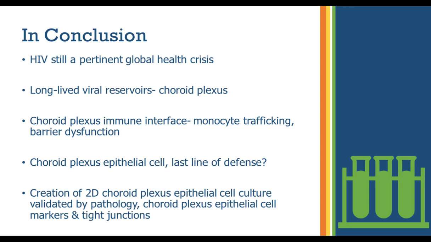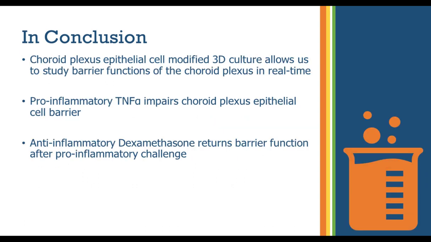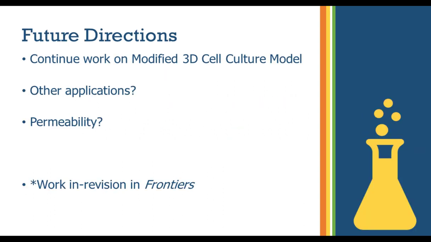Again, choroid plexus epithelial cells are the last line of defense, especially in HIV infections. So we were curious about creating an epithelial cell barrier, and we created a 2D choroid plexus epithelial cell culture. We validated that by the pathology, the choroid plexus epithelial cell markers, and tight junctions. Also, the modified 3D culture allows us to study the barrier functions of the choroid plexus in real time. We were able to see that the pro-inflammatory TNF-alpha impairs the choroid plexus epithelial cell barrier, potentially explaining why we have increases in infected cells into the central nervous system. Also, the anti-inflammatory dexamethasone returns barrier function after pro-inflammatory challenge.